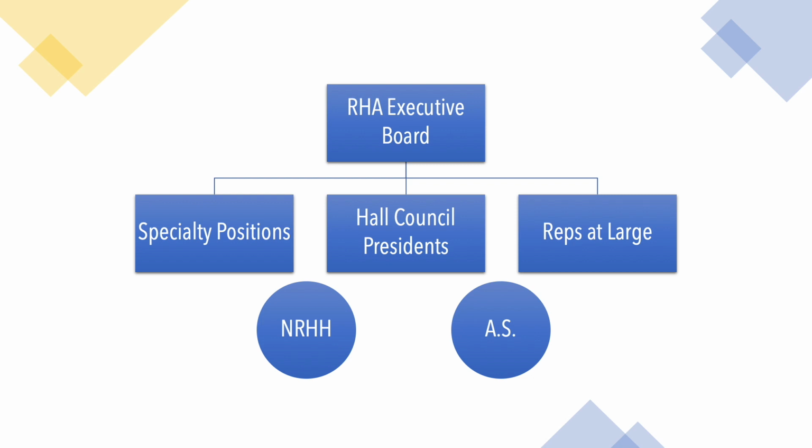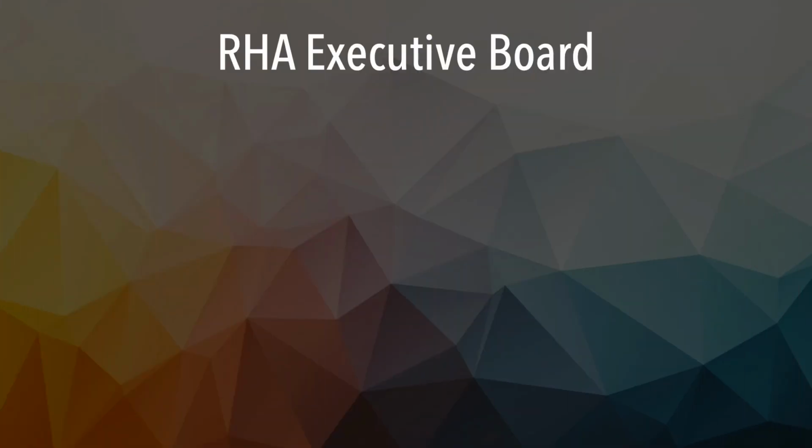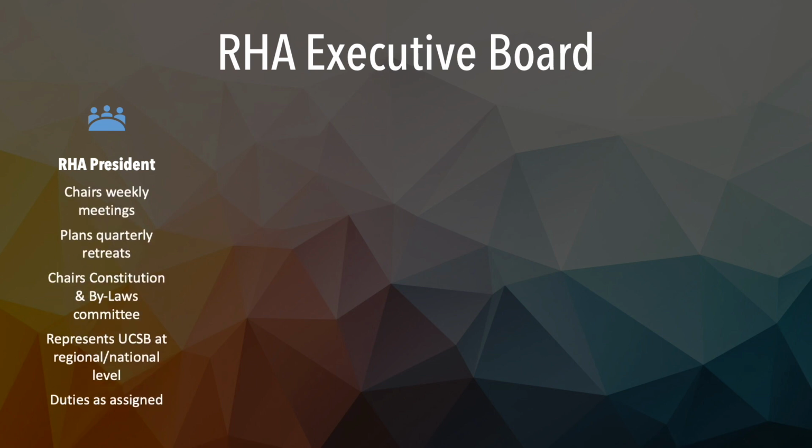Let's look at who makes up the executive board. The RHA Executive Board consists of 5 positions. First, we have the RHA President. The RHA President has many duties, including but not limited to chairing the weekly Cord Board meetings, planning quarterly retreats with the RHA advisors and the Executive Board, chairing the Constitution and Bylaws Committee, and representing UCSB at regional and national conferences.